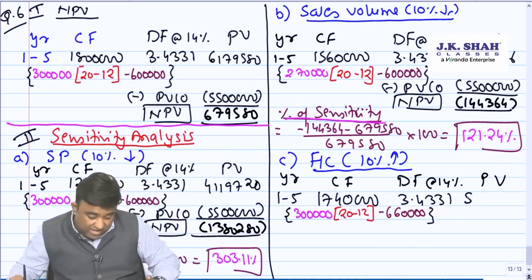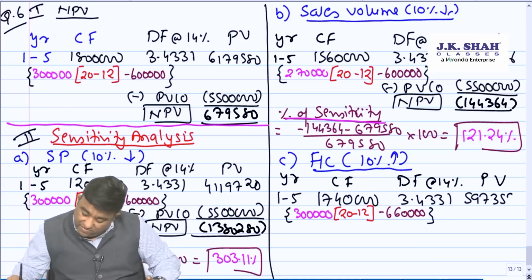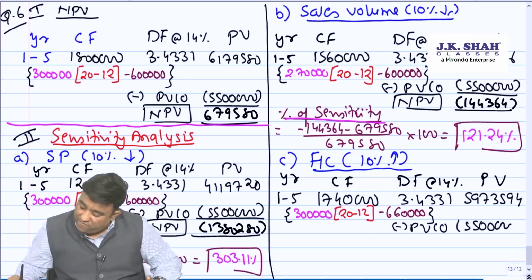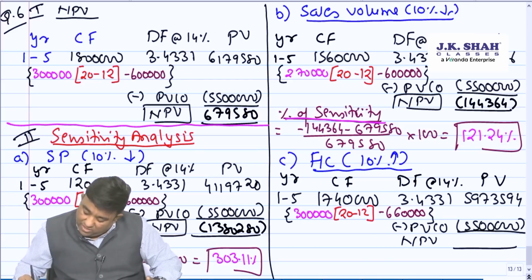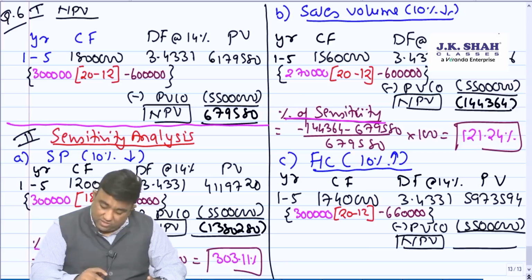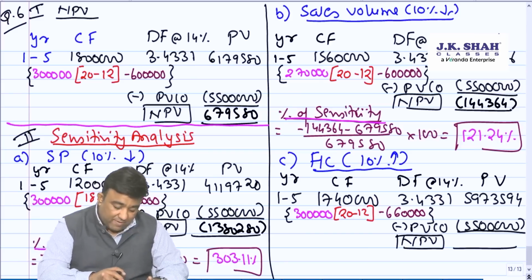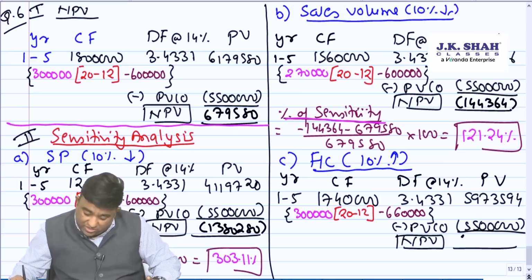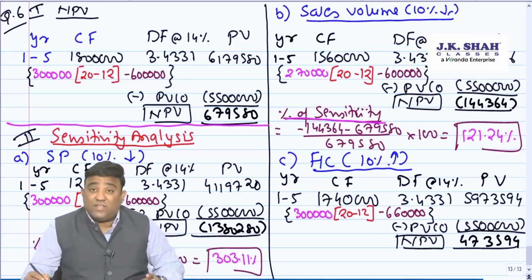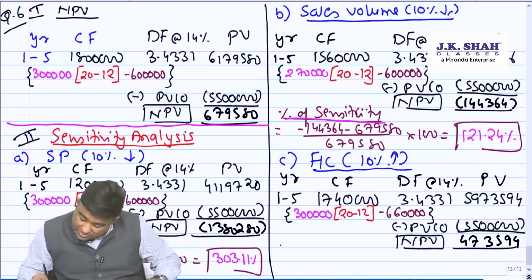That gives you 5,973,594 minus PVCO, which is like minus 55 lakh. Thankfully this time, student, NPV is on a little better side. So that is minus 55 lakh. That is 473594. Student, again, this is not the end of the journey.